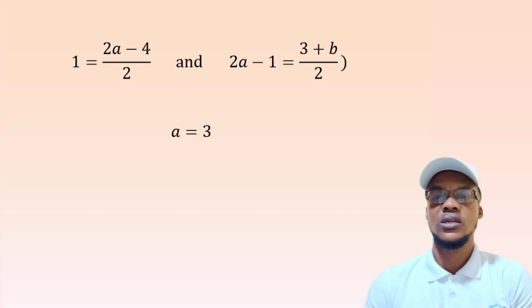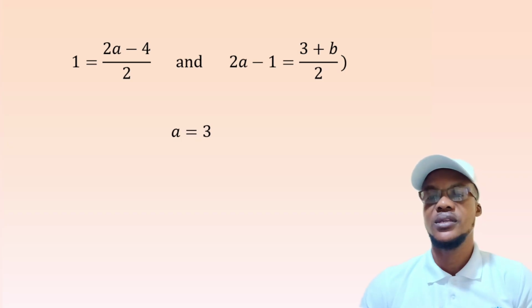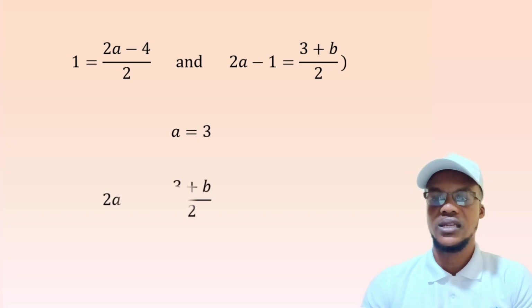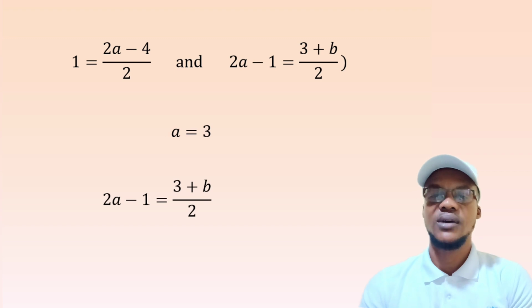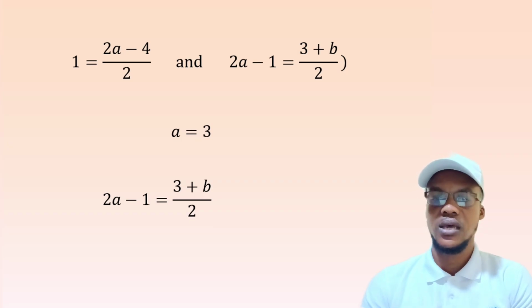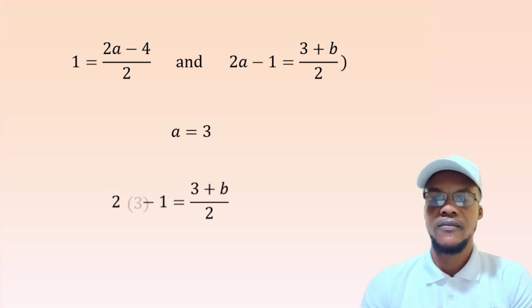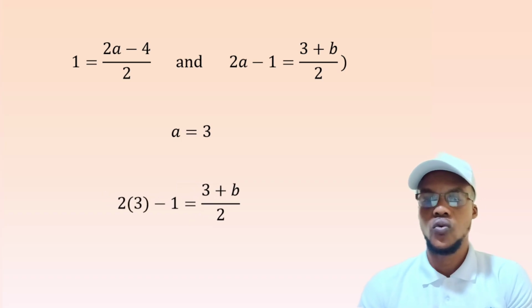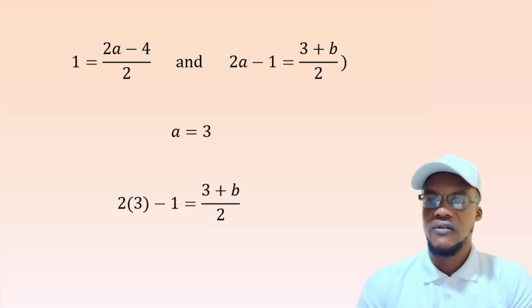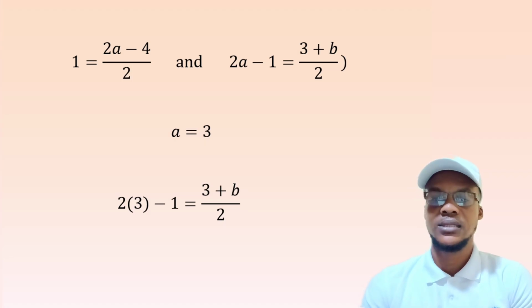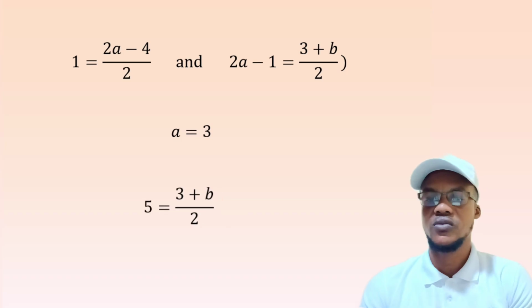Let's also look at the b. If we are looking at the b, then we have 2a minus 1 is equal to 3 plus b, all divided by 2. Once we are able to get a, we can just substitute the value. We just replace a by 3, and then we are good to go. After replacing, we multiply, and we are going to get 5, which is equal to 3 plus b divided by 2.